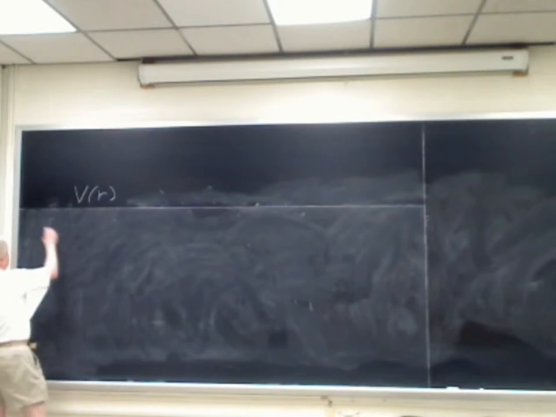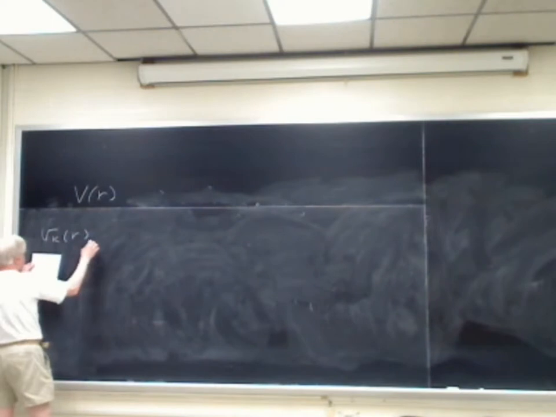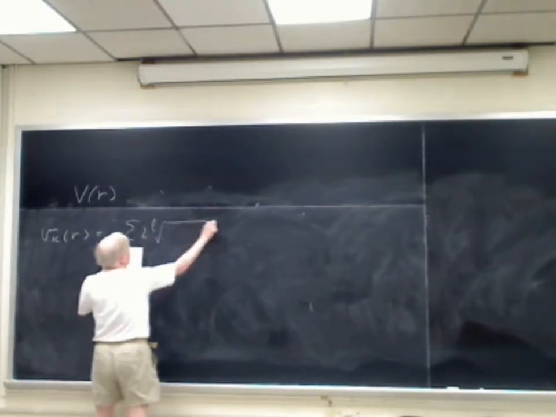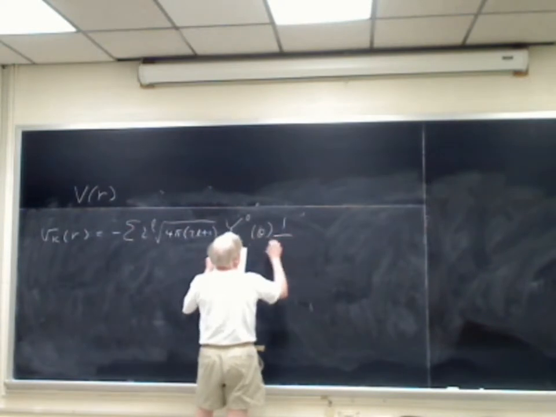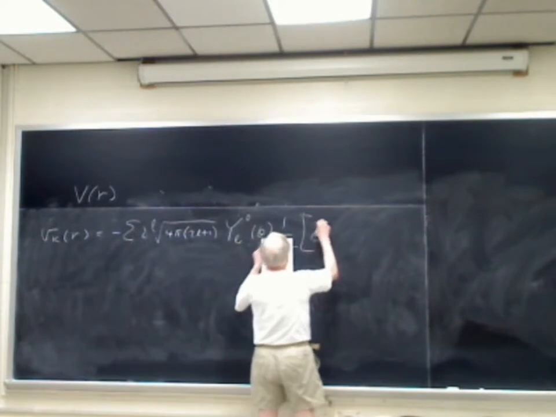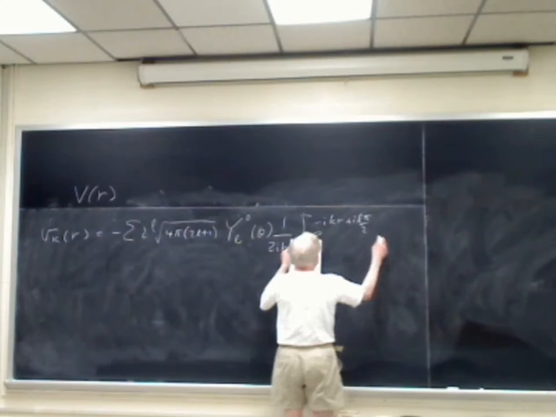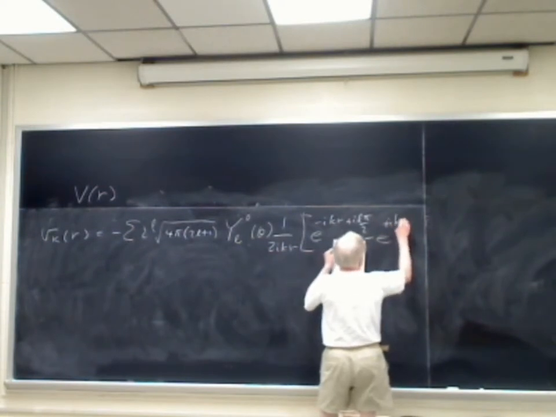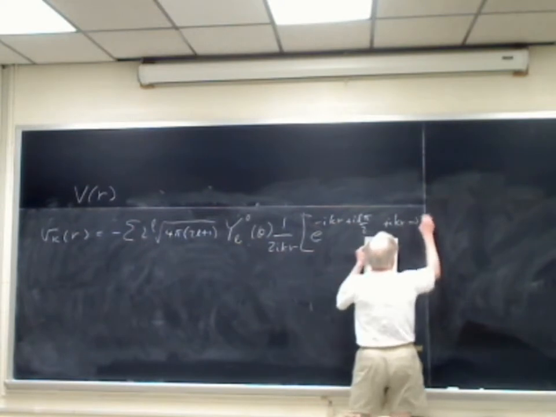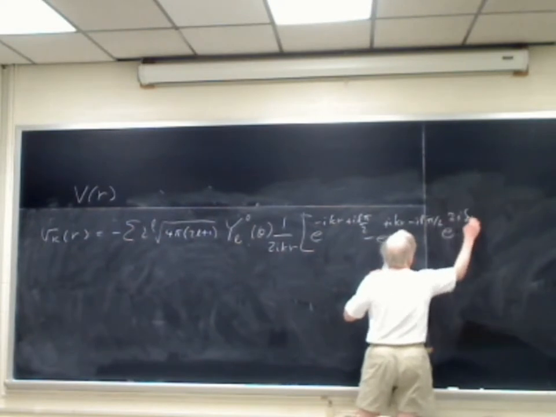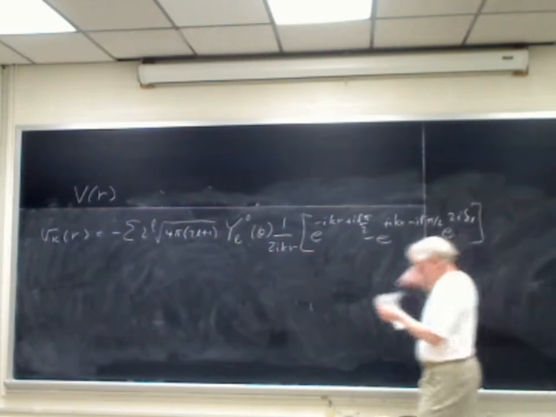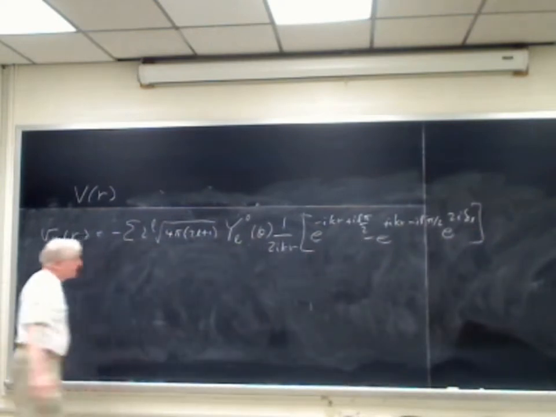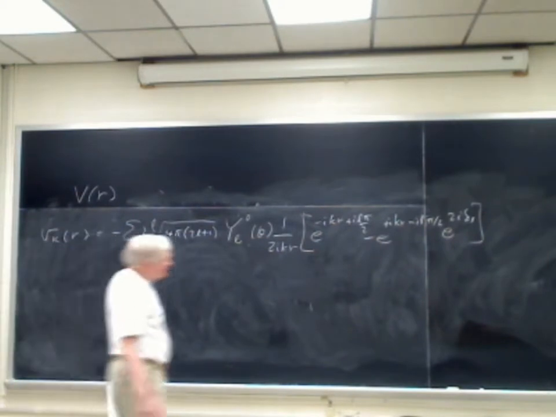So as usual, we're talking about a potential that's spherically symmetric. We had a formula for the scattered wave function, which was minus the sum of i to the l root 4 pi (2l plus 1) Y_l0 of theta, 1 over 2i kr, e to the minus i(kr minus l pi over 2) minus e to the plus i(kr minus l pi over 2) e to the 2i delta_l. And this delta_l is really a function of k. Now, this was the general case. Well, this was the case for elastic scattering.